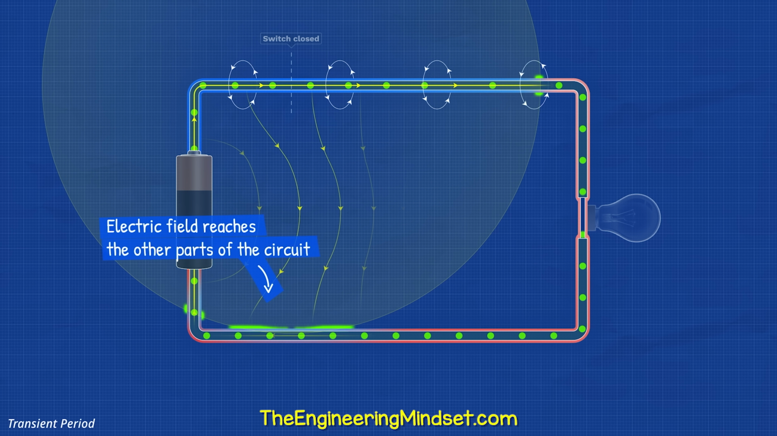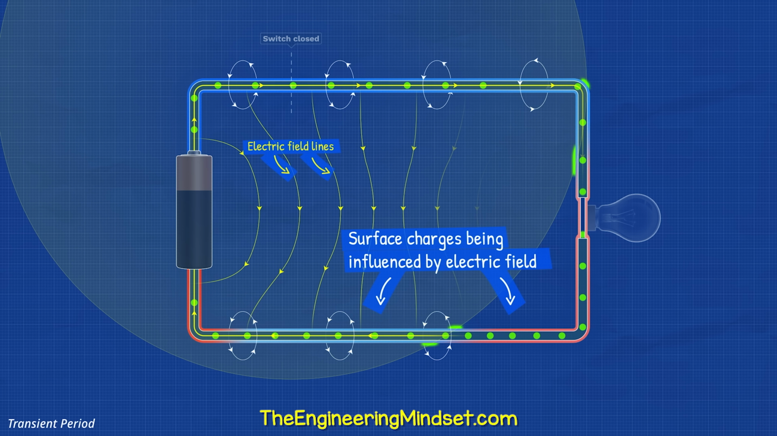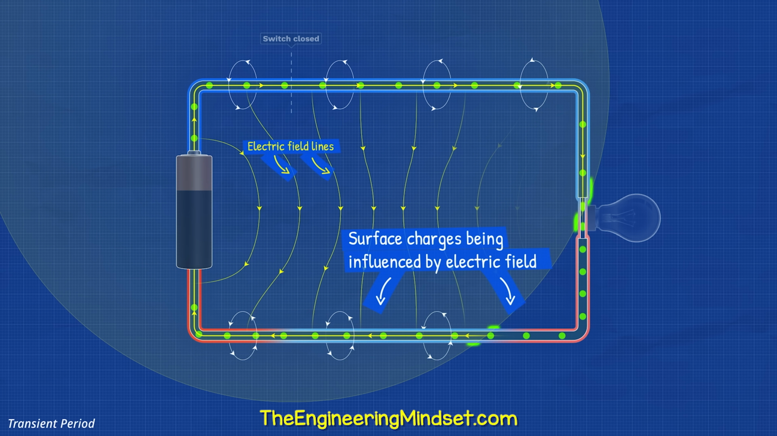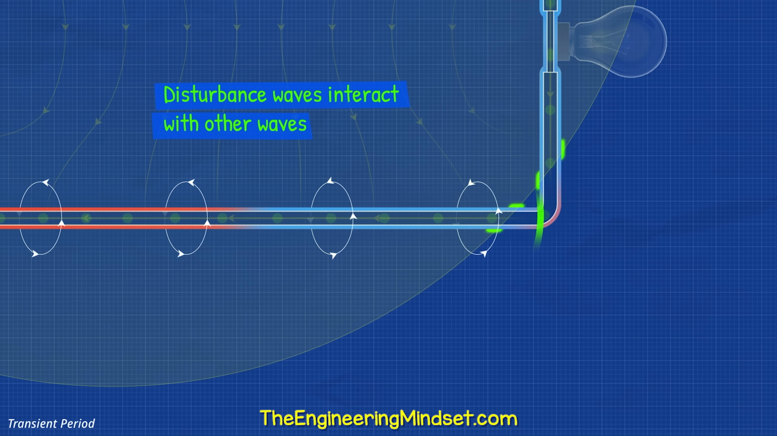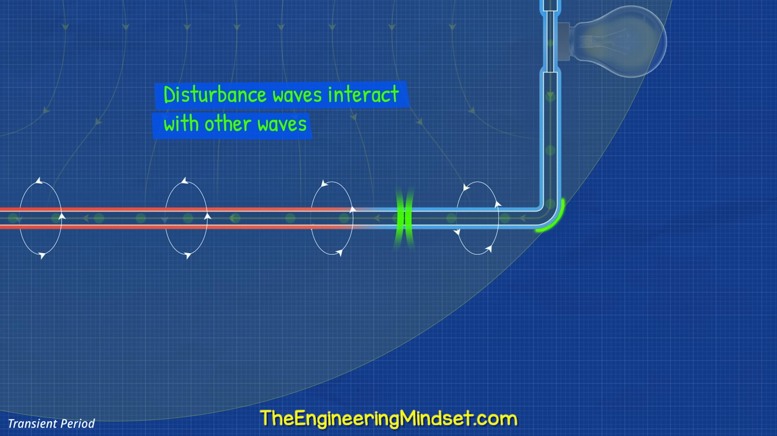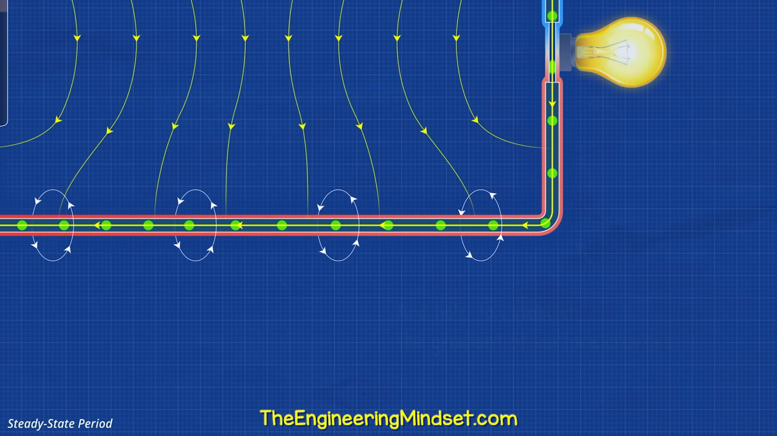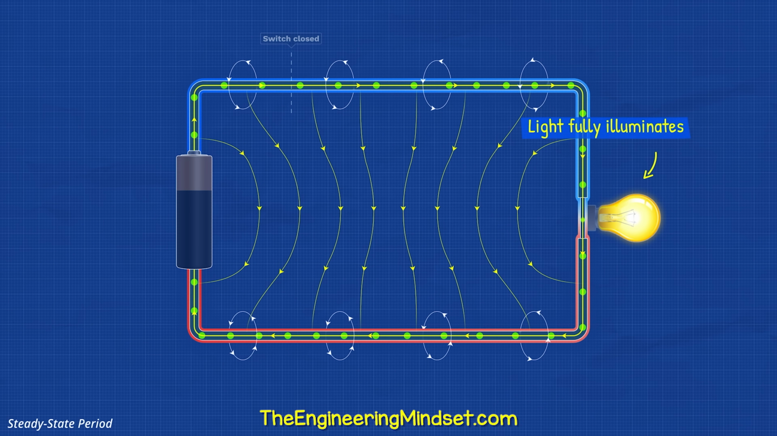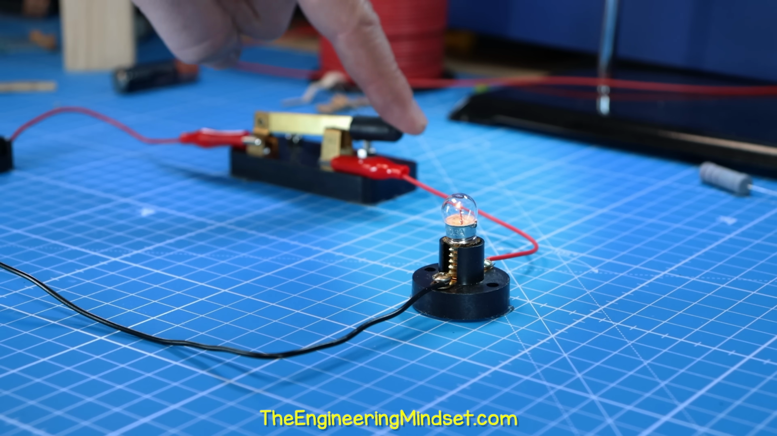The electric field reaches out across the gap and influences the surface charges elsewhere in the circuit, creating small disturbance waves and a tiny current here too. As these waves move along the wire, they will hit parts which cause partial reflection waves. These waves interact with other waves, and they help to establish the gradient of surface charges and the electric fields, which stabilizes the circuit, and the light eventually illuminates with a constant current flowing everywhere in the circuit. All of this happens the moment we flip the switch.